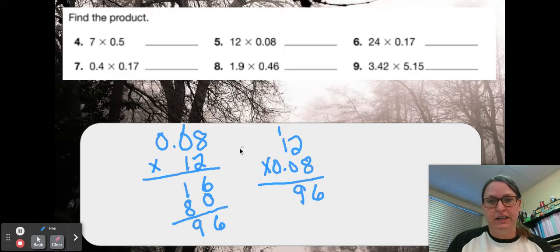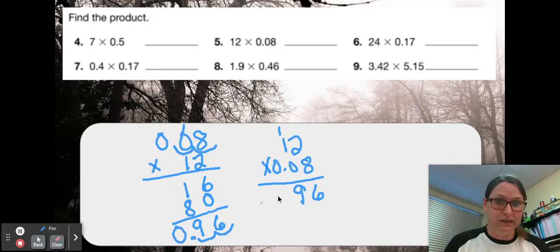Now I have to count my decimal places. So when I'm counting my decimal places, I'm going to count them 1, 2 places. So I'm going to come over 1, 2 places. And my last step is I need to add a 0 because there's not a 0 in front of the decimal place. This one I do the same way. I count it 1, 2 places. So 1, 2 places. Put my decimal place, and then I'm going to put a 0.